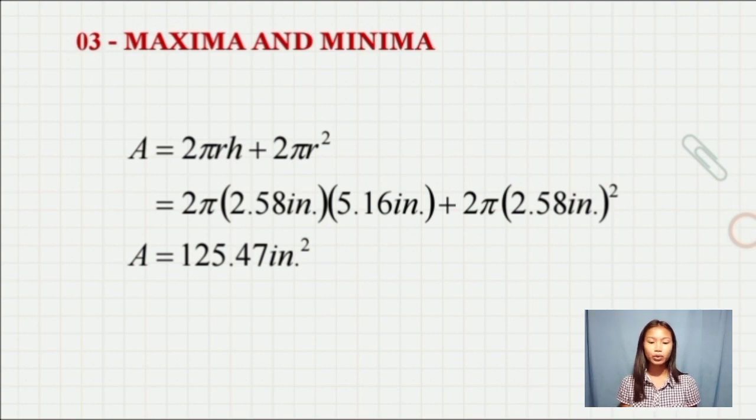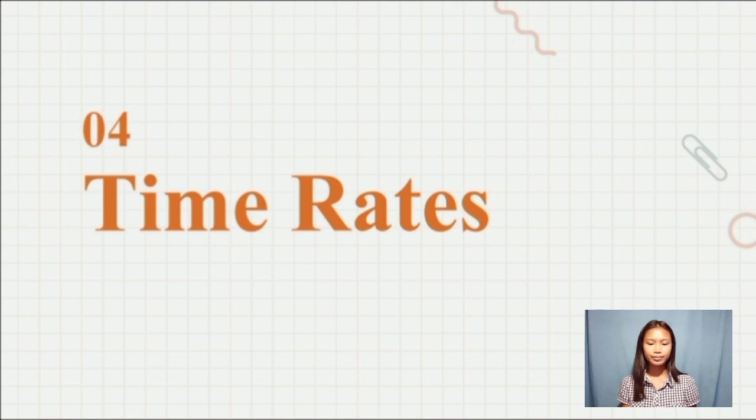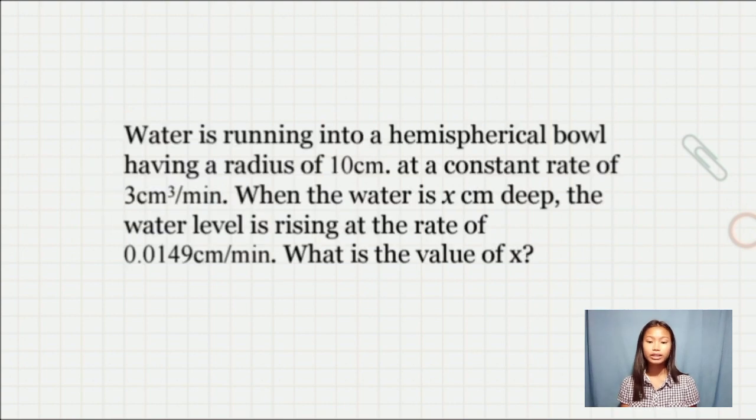Our last topic will be time rates. And let's solve this problem. Water is running into a hemispherical bowl having a radius of 10 cm at a constant rate of 3 cm cubed per minute. When the water is x centimeters deep, the water level is rising at a rate of 0.0149 cm per minute. What is the value of x?